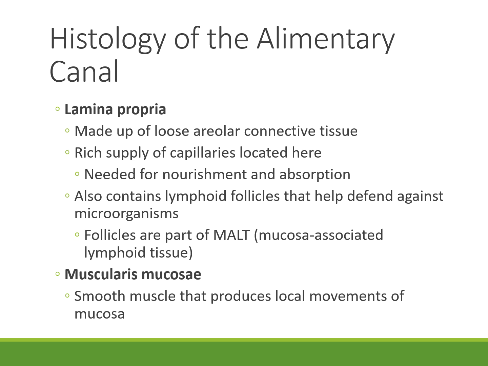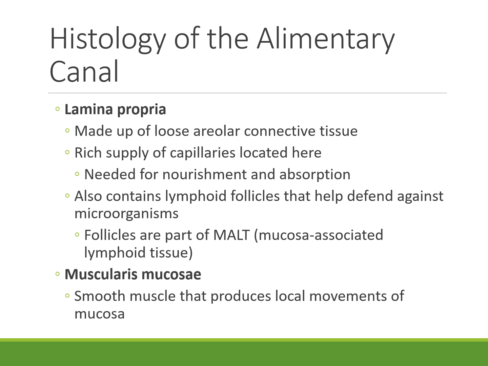The lamina propria is loose areolar connective tissue. It's got a lot of capillaries that are located in this layer. Those are needed for nourishment and absorption. We also have lymphoid follicles that help to defend against the microbes that I was just talking about. Remember, those follicles are part of the mucosal associated lymphoid tissue that we talked about back in the lymphatic chapter and the immune chapter.